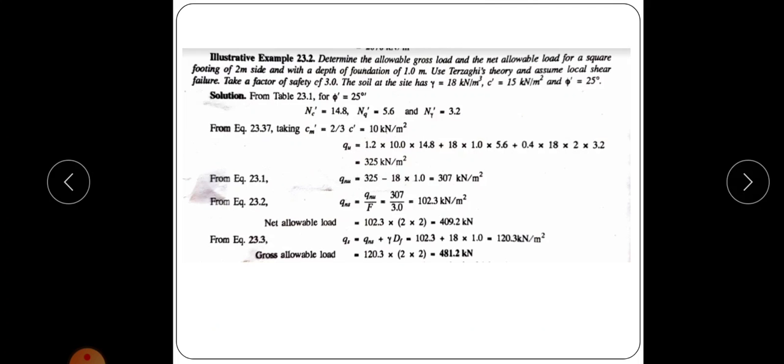Next problem: determine the allowable gross load and the net allowable load for a square footing of 2 meter side and depth of foundation 1 meter. Use Terzaghi's theory and assume local shear failure. Take factor of safety 3, and soil parameters gamma is given, C is given, and angle of shear resistance 25 degree. Here they have given that it's a local shear failure condition, that is, phi dash is equal to 25 degree.